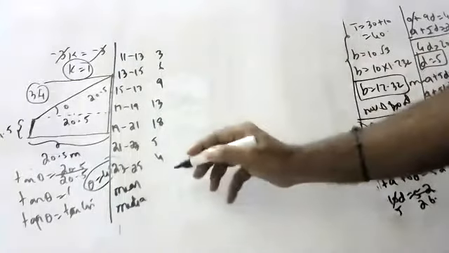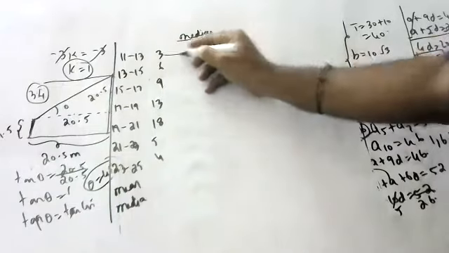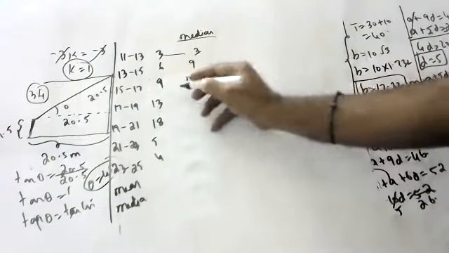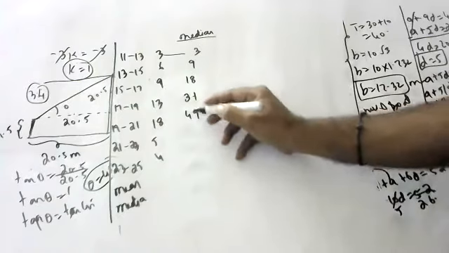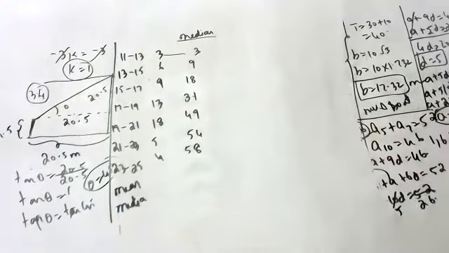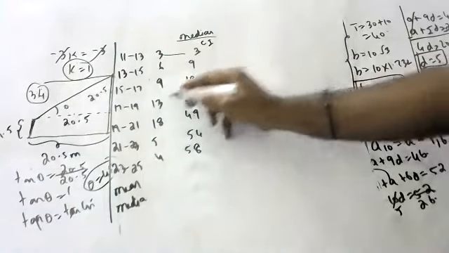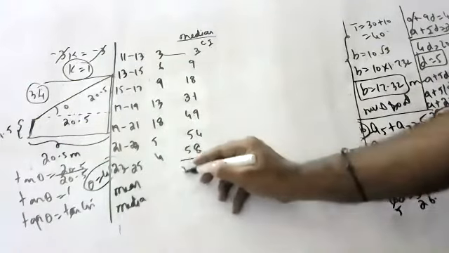Okay, sure. Let's find the median first. Let's complete the cumulative frequency. 3 means what, children? 3. 3 plus 6, 9, 18, 31, 49, 4, 50. Okay, children, the cumulative frequency total is 58.